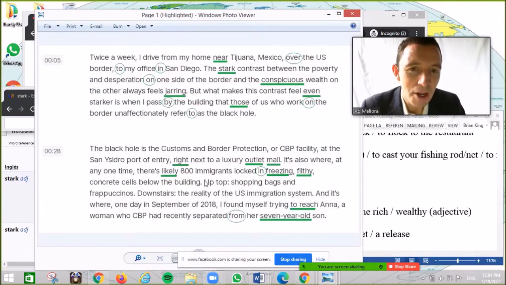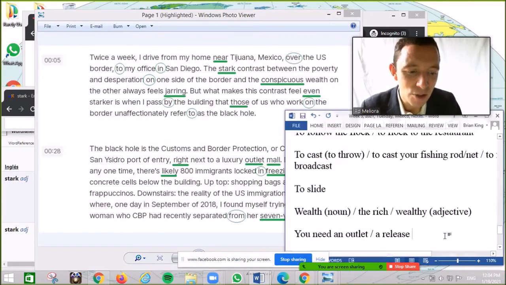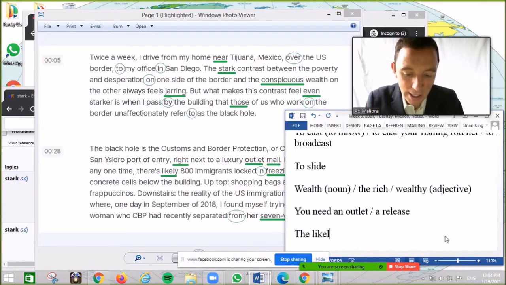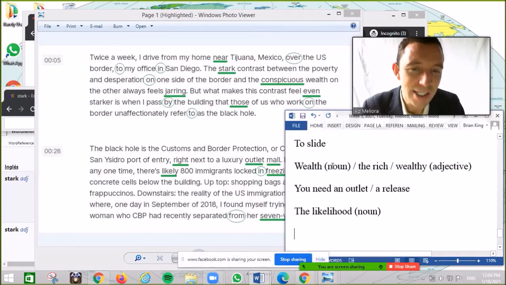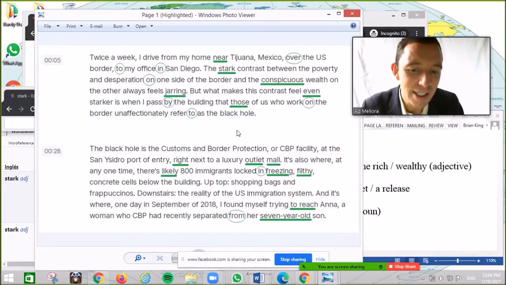The next one is very important. Likely is probable. So it is likely to rain today. It is probable to rain. The negative is unlikely, and the substantivo is likelihood. So difficult substantivo. The likelihood is the noun, and the translation is the probability. But here it's likely, like probable.